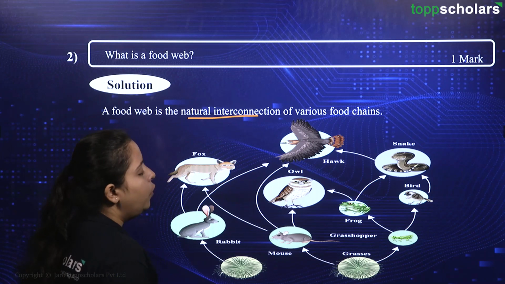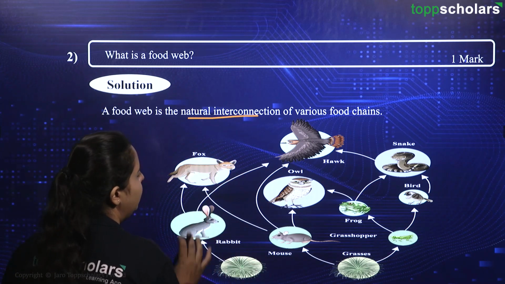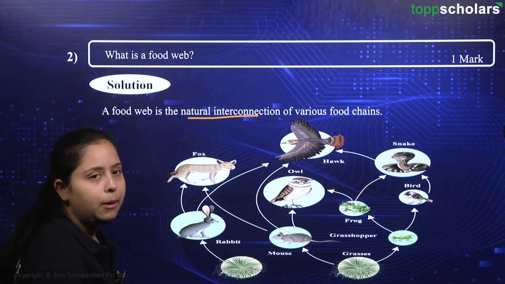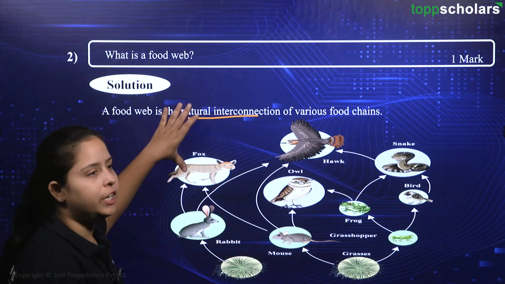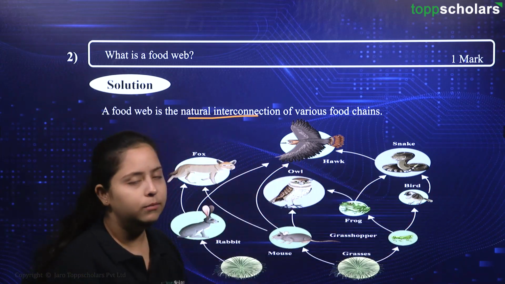So over here, if I have considered only this food chain, okay, this is the grass, this is the rabbit, and this is the fox. Fox is eating the rabbit. So this part is the food chain. This is one more food chain, this is one more food chain, this is also one more food chain.